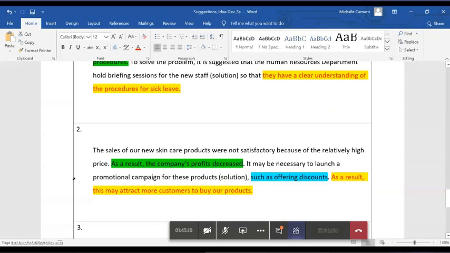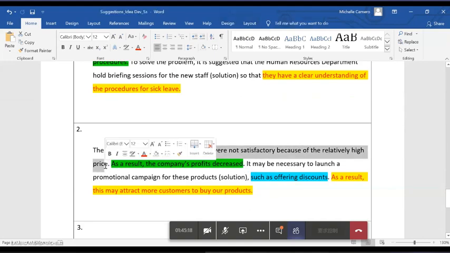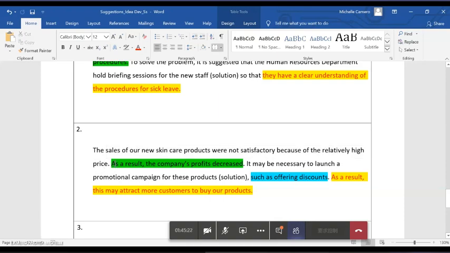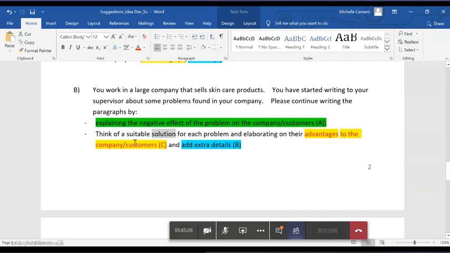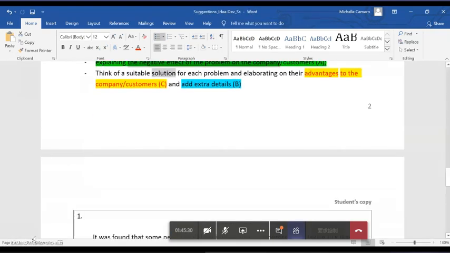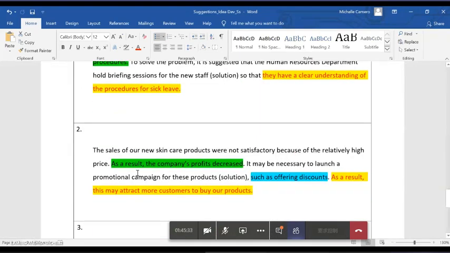2. The sales of our new skincare products were not satisfactory. That's the problem. More information about that: because of the relatively high price. So your products aren't selling very well because your products are expensive. So remember, we've got green here, and green is an example of explaining the negative effect of the problem on the company or customers. So you can say, as a result, the company's profits decreased.